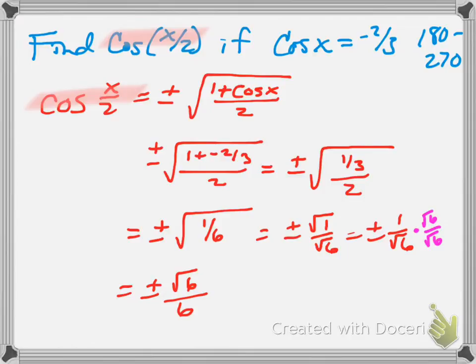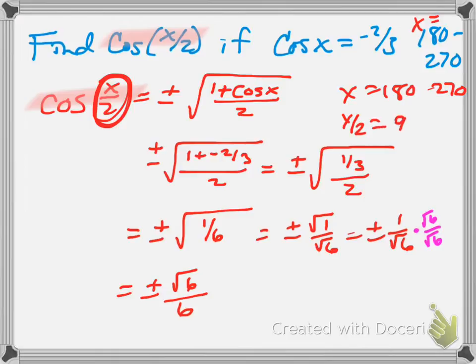We are not dealing with x in this problem. We are dealing with x over 2. And in the given blue problem, I gave you the interval for x. So when we try to determine positivity, we cannot look at that interval. We have to look at the interval for half of that. So we have to actually cut the interval in half.